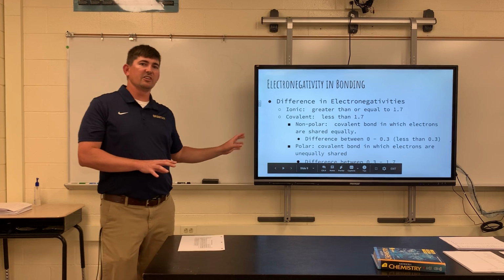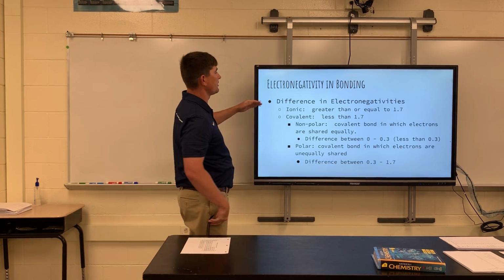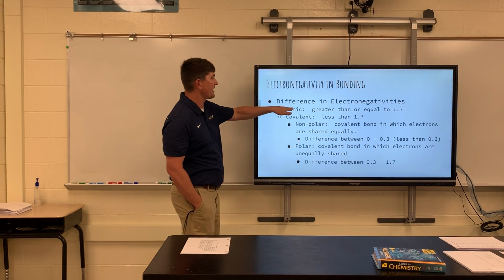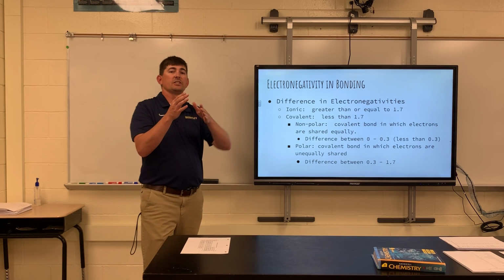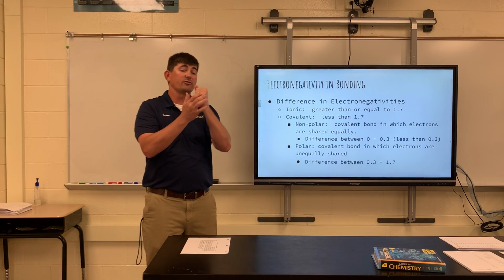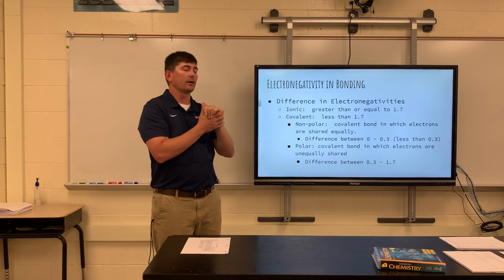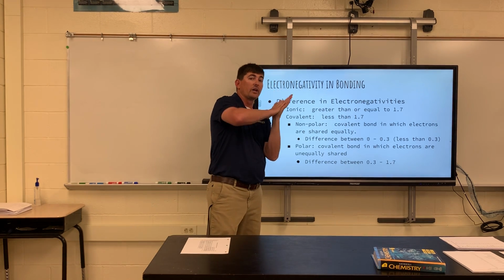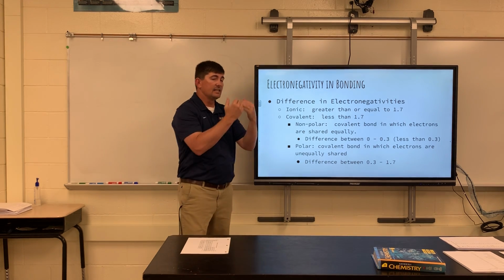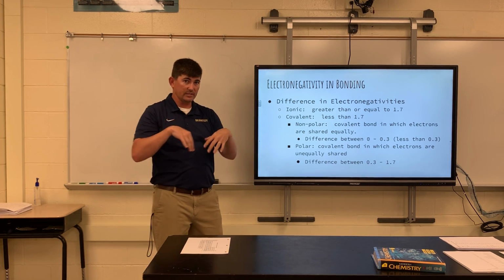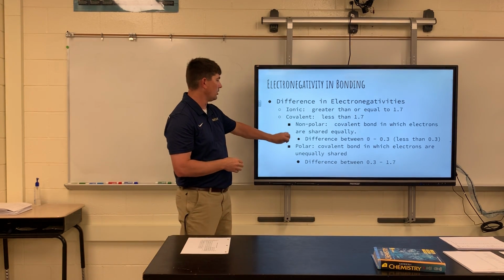Just to get into this a little more, the difference in electronegativity in the bond is ionic if it's greater than or equal to 1.7. So if you subtract the two electronegativity values and it's exactly 1.7, we're going to say that's ionic. If it's 1.7 or anything greater, we say it's ionic. Covalent is anything less than 1.7, but we're breaking covalent into two separate sections: the nonpolar and the polar.